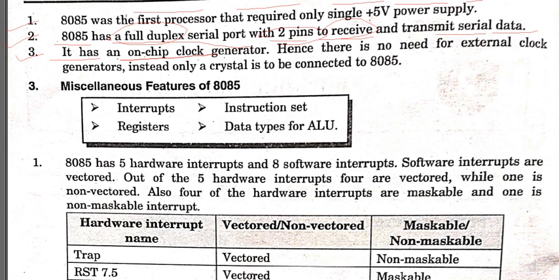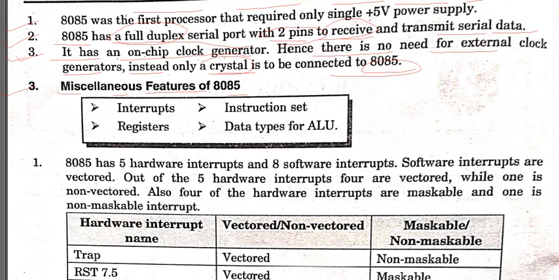Third feature is it has the on-chip clock generator. Hence there is no need for external clock generator. Instead only a crystal is there which is connected in the 8085. ठीक है, so 8085 has the inbuilt on-chip clock generator, which is a crystal oscillator is used in that. So that is also one of the features of this 8085. Third category of feature is the miscellaneous features of 8085.